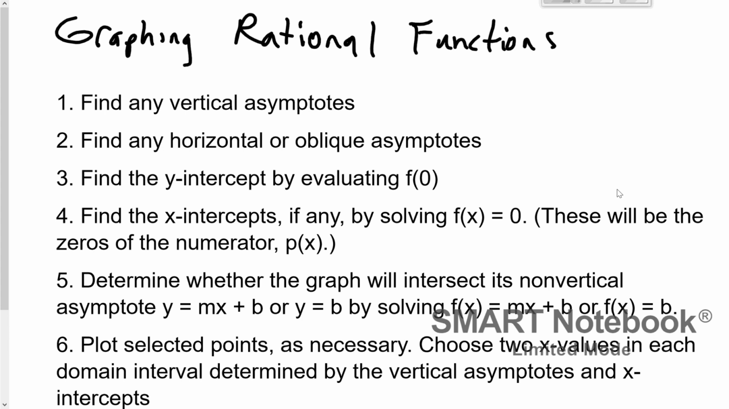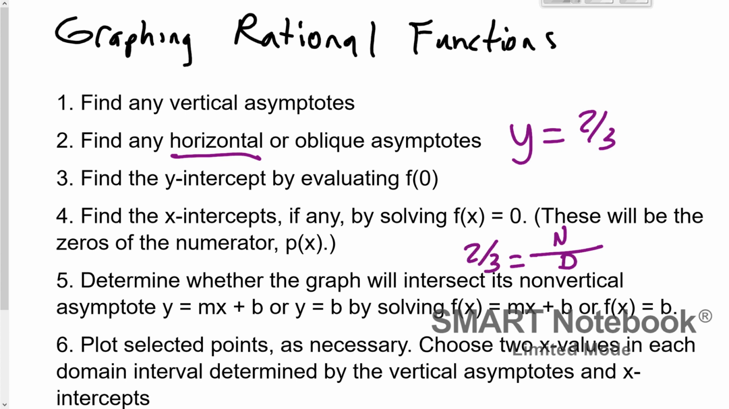So how you do that is you set your function, your fraction, equal to the y value of your horizontal asymptote. You'll have a numerator and denominator, and you'll set that equal to the y value of your horizontal asymptote. So if my horizontal asymptote is y equals 2/3, then I'll set my fraction equal to 2/3, and I'll solve for x, right? How do you get rid of your denominator? Well, you multiply both sides by your denominator. So then I would distribute 2/3 to all my terms in my denominator, and then I would solve for x. Okay, so that's how you test.